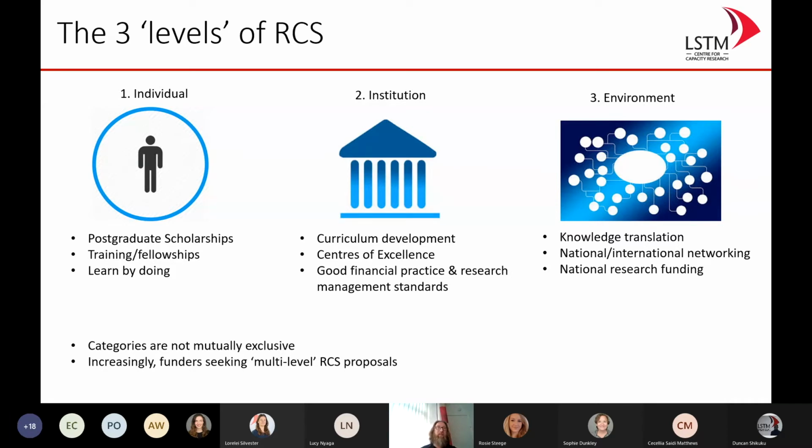So if you're thinking about research capacity strengthening, it's not the case that you would target one or another of these three categories. And indeed, funders are increasingly seeking multi-level research capacity strengthening proposals, so that they want to see research capacity being strengthened across two or three of these levels, rather than just focusing on one. And the one that's most often focused on is the individual.